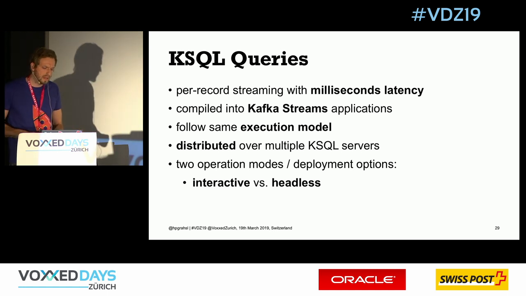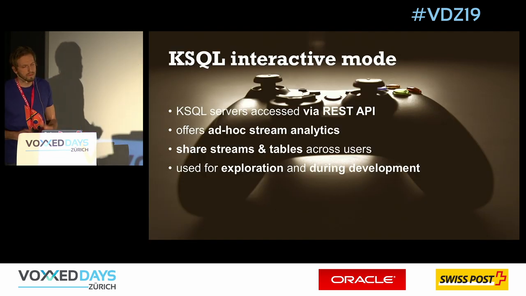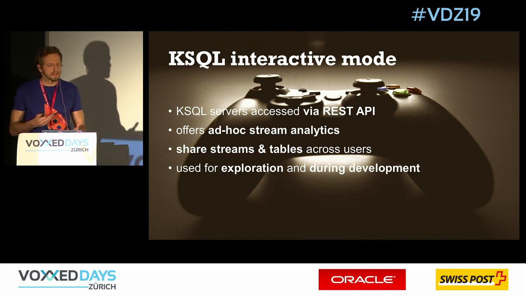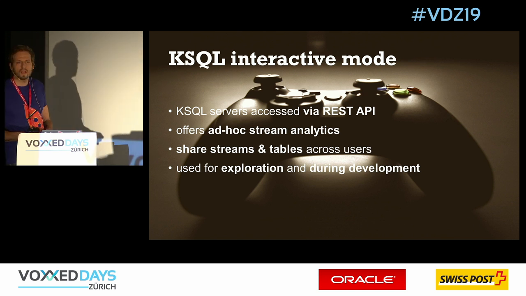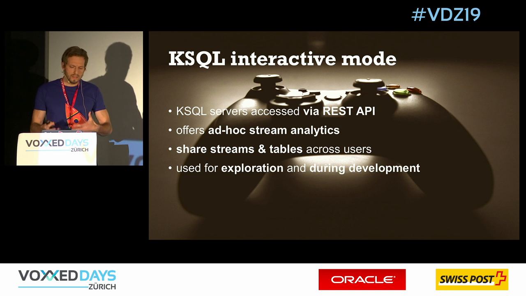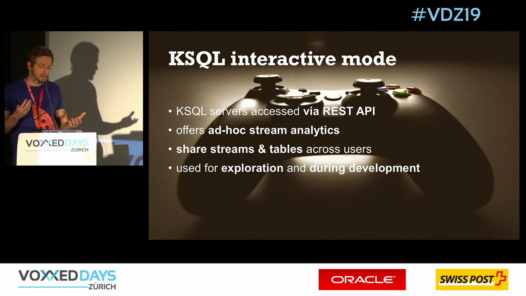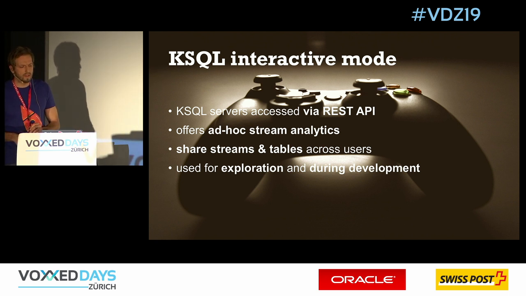And we can do that using two main modes of operation. One is called interactive mode. It's literally a playground for inspecting your data, doing ad hoc stream analysis just by typing some queries, sending them over a REST API to servers, and inspecting the results. So it's also perfect for letting data analysts explore whatever there is in Kafka already.